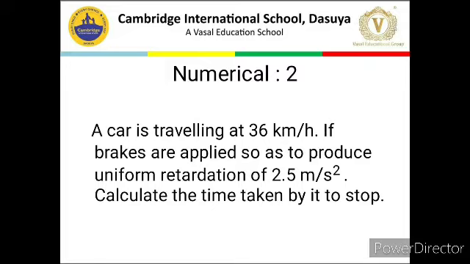Numerical number 2. A car is traveling at 36 km per hour. If the brakes are applied so as to produce a uniform retardation of 2.5 meter per second square, calculate the time taken to stop the car. Means time taken by it to stop. So the car is traveling, initial velocity is given, then it stops, so final velocity approaches 0, retardation is given, time you have to find out. Let's do it.